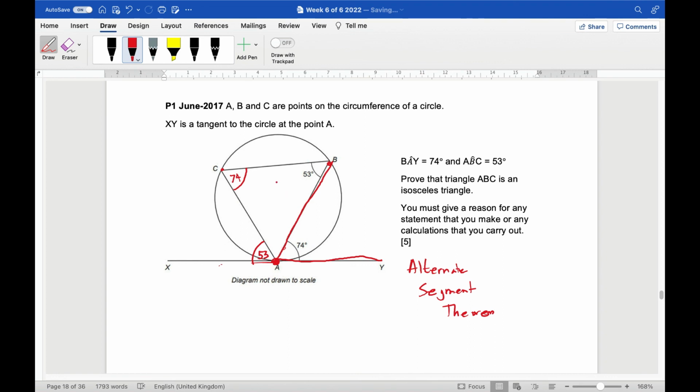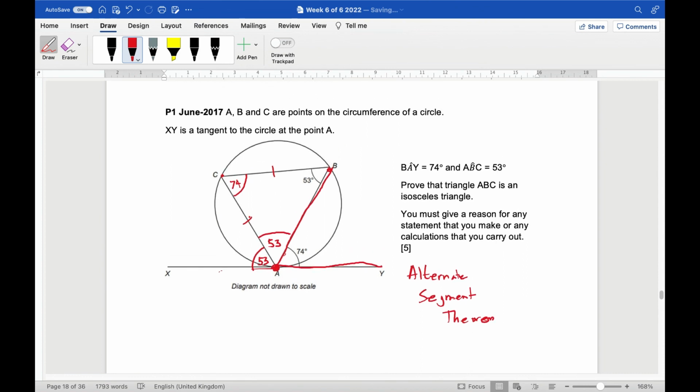Okay, you've got two angles here, so you could always work out that third angle by taking those two away from 180. And it turns out that the third angle is also 53 purely by luck. Therefore, two of the angles in that triangle are the same. Therefore, ABC must be an isosceles triangle, which if you read the question, is what you're being asked to prove.